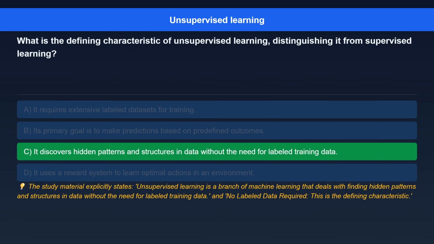The correct answer is, quote, it discovers hidden patterns and structures in data without the need for labeled training data. Here's the explanation. The study material explicitly states, unsupervised learning is a branch of machine learning that deals with finding hidden patterns and structures in data without the need for labeled training data, and no labeled data required. This is the defining characteristic.